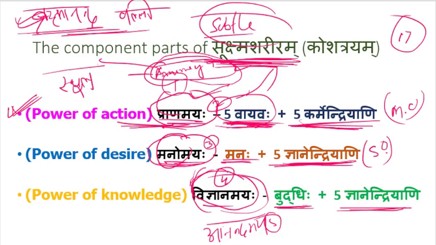I will change the color. You will get the idea. That's why, in Sanskrit, it is called Kartru Rupaha. Which kosha? Pranamaya kosha is called Kartru Rupaha, the power of action. Manamaya kosha is called the power of desire, Kama Rupaha.